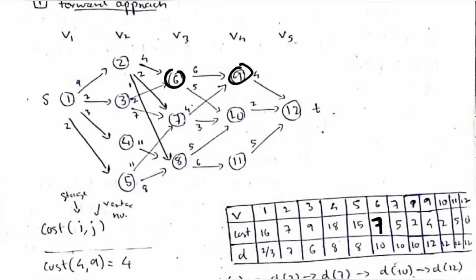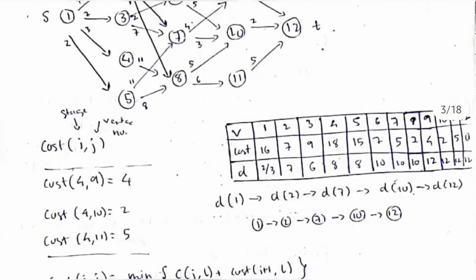We'll be writing here 7, just as we wrote for 9 as 4, right? Like that we'll be writing for 6 as 7. And from which vertex we got it? Which is the destination vertex? From 6 we travel to 10. So in this case the destination vertex is 10. Okay, this is the destination vertex, cost and destination vertex. All right, this for the sixth vertex.